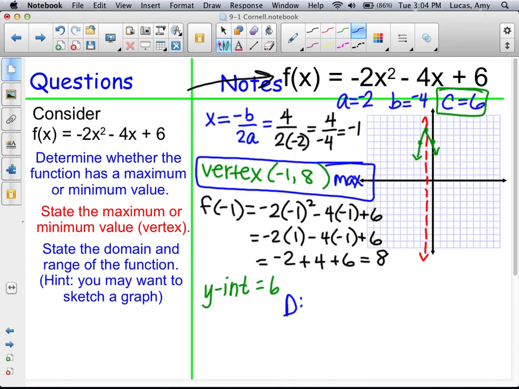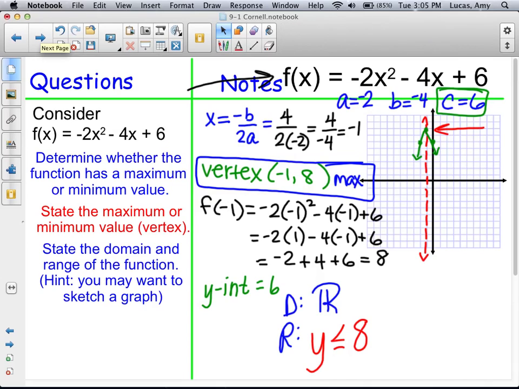Now I just need my domain and range. The domain is represented by all of the possible values for x. You can plug in anything you want for x. X is our independent variable. So my domain is all real numbers. I can plug in positive numbers, negative numbers, decimals, fractions, any real number, and I can solve my quadratic. My range, on the other hand, is restricted because the highest point for y on this graph right here is 8. So all of my y values are less than or equal to 8. So that's found by looking at the vertex and the y coordinate. Because it's a maximum, it's the highest point.